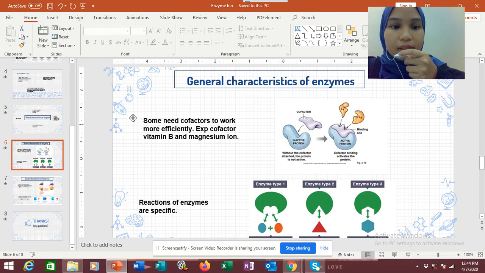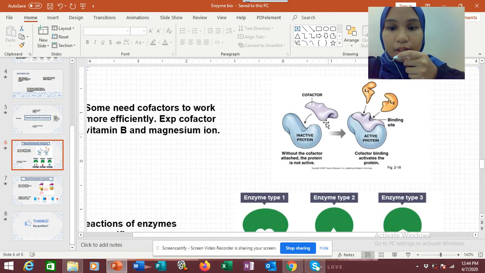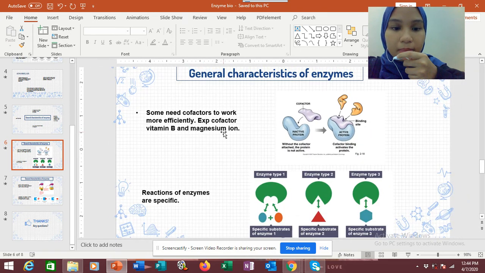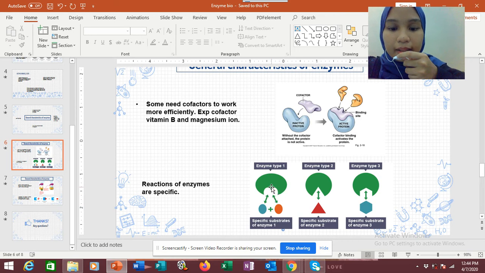The next characteristic is some need cofactor to work more efficiently. The cofactor will bind with the enzyme, and it helps the substrate to bind to the enzyme. Examples are vitamin D and magnesium ion. Reaction of enzyme are specific. The active site has a specific shape, and the substrate that has the same shape is the one that can bind to it.